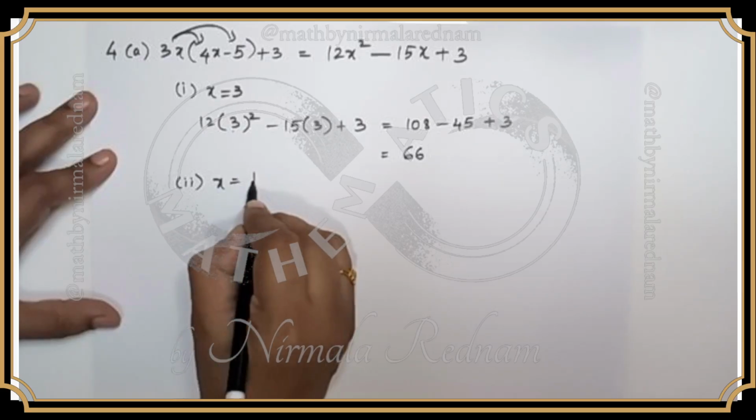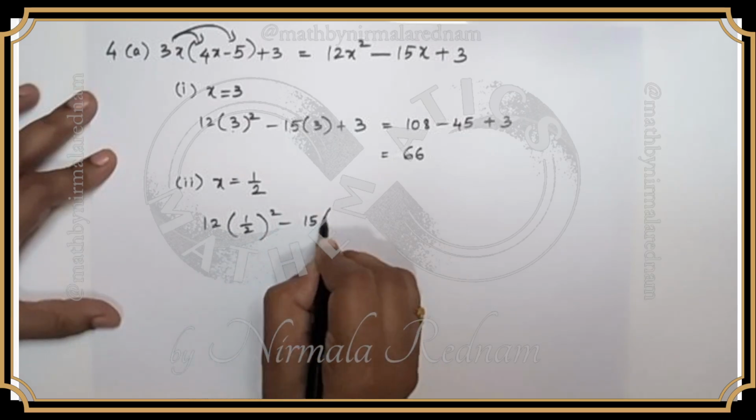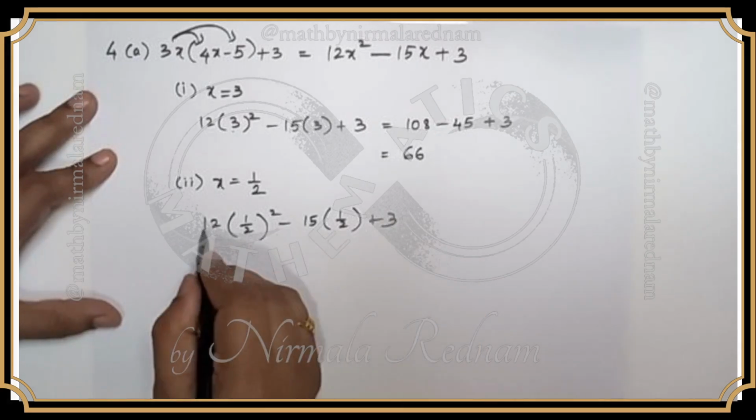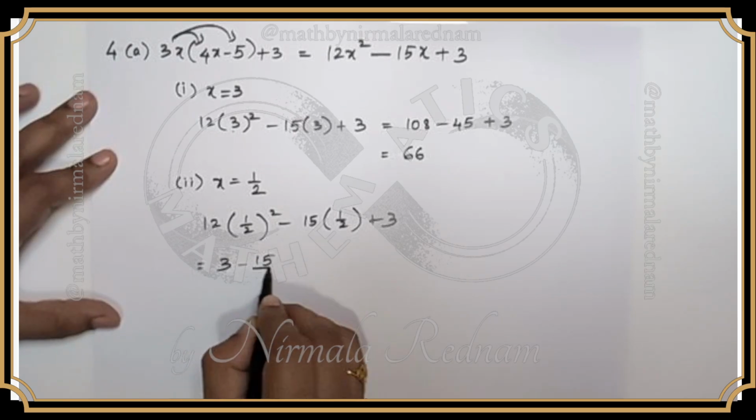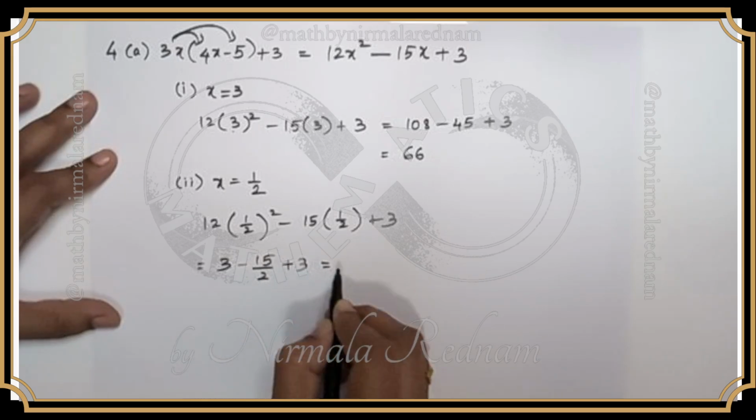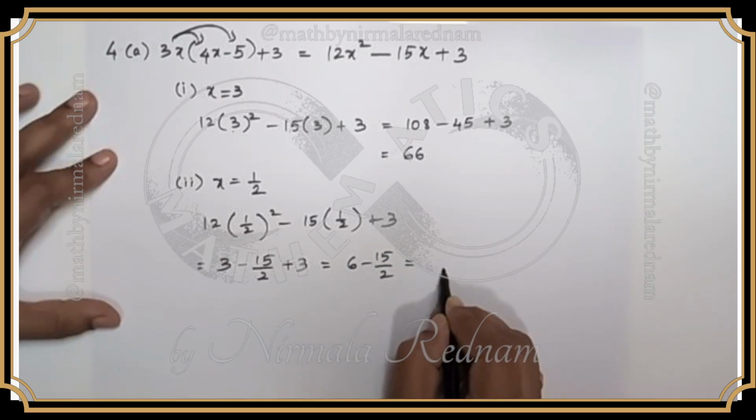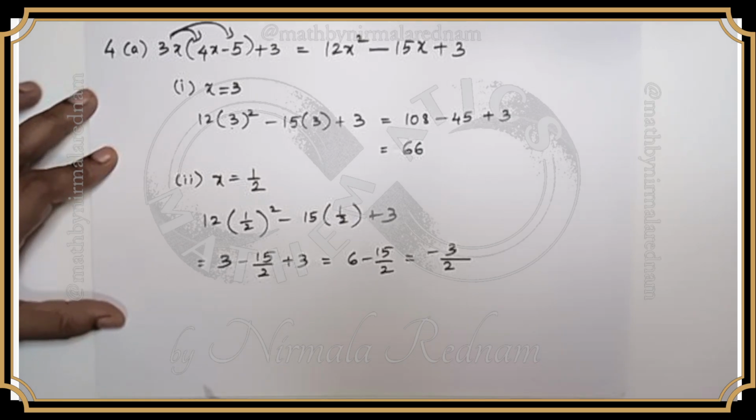What happens when I put x equal to half? So 12 into half square minus 15 into half plus 3, right? So this is 4, 4 will cancel and I'll get a 3 here. I have 15 by 2 plus 3, right? So this is nothing but 6 minus 15 by 2. If I take the LCM, I'll get 12 minus 15 is minus 3. So minus 3 by 2 is the answer, is the value of the algebraic expression when I put x equal to half. So that is the first sum in your fourth question.